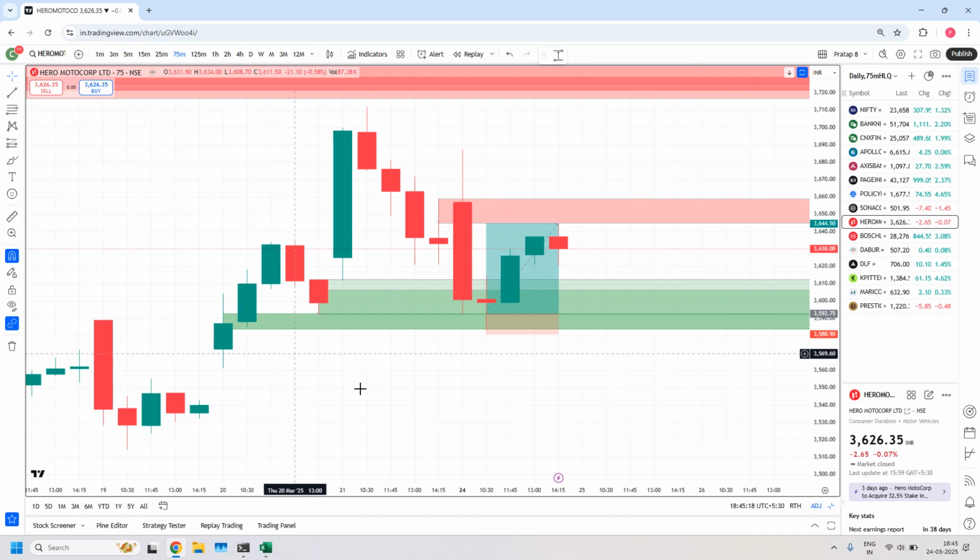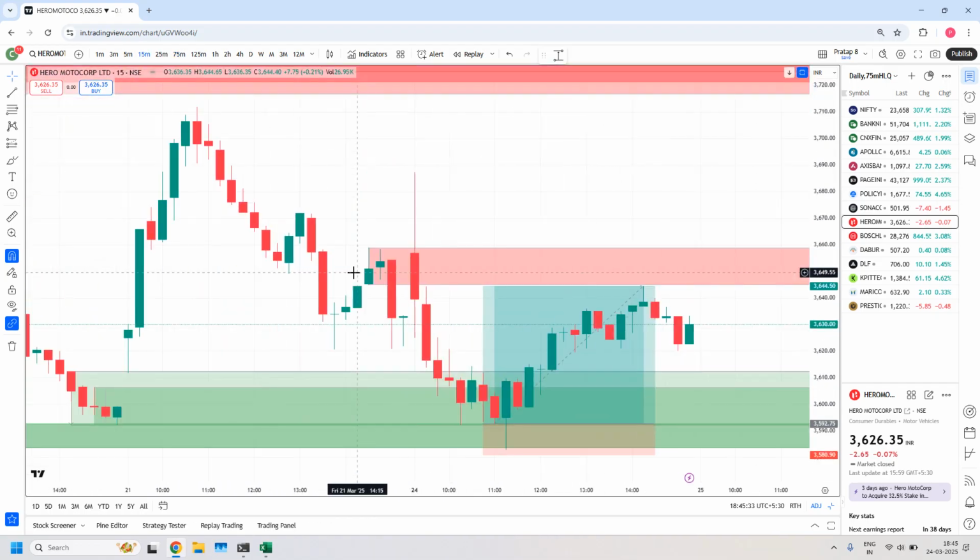The first one is Hero Motors. This is a drop base rally. This is what our software identified. And this drop base rally is a 75-minute zone. So I fine-tuned with 15 minutes time frame. So let me go to the 15 minutes time frame.